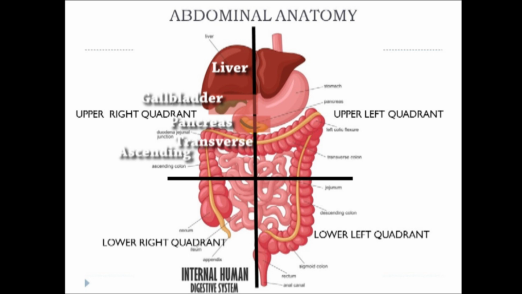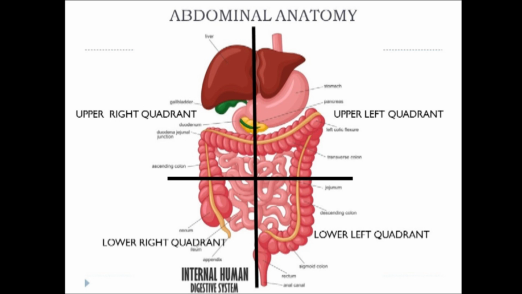If we begin with the upper right quadrant, we can see the gallbladder, we can see part of the liver. We can also see a significant amount of the pancreas. We can see half of the ascending colon, and we can also see half of the transverse colon.